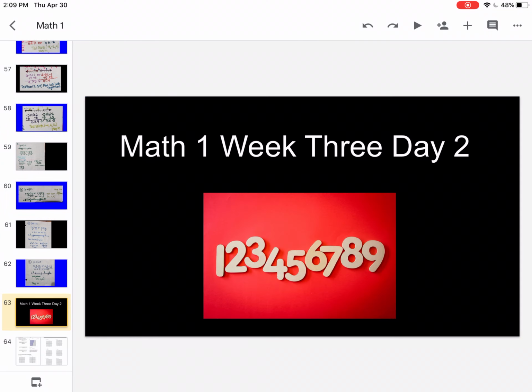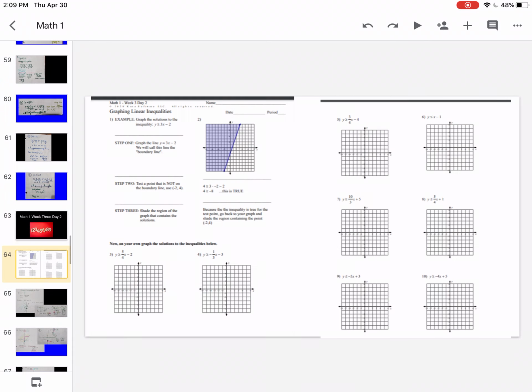All right, let's try to do day 2 since we went through that pretty fast. So this is what day 2 looks like. Now we're graphing and shading.